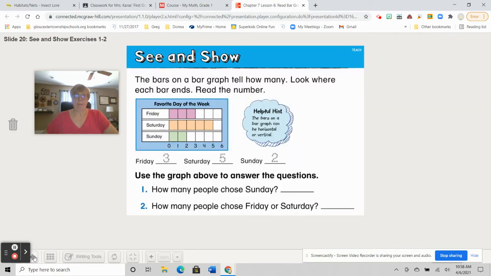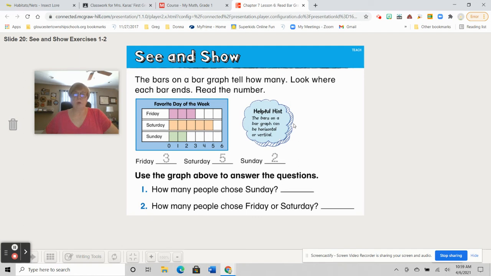Okay. Now turn to the see and show. All right. The bars on a bar graph tell how many. Look where each bar ends and read the number. So we've talked about this. So this for us is a review. Go all the way down to the last and move right down. So 3 for Friday.